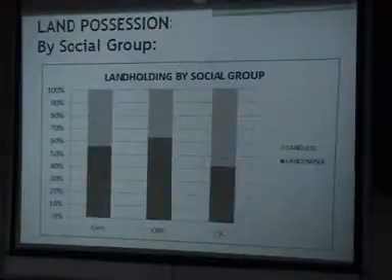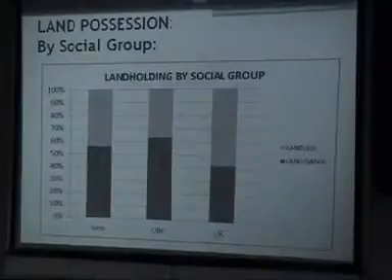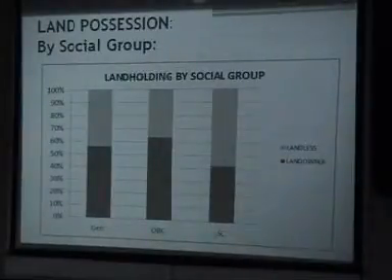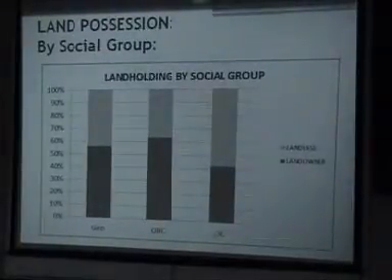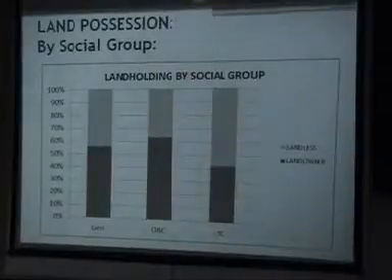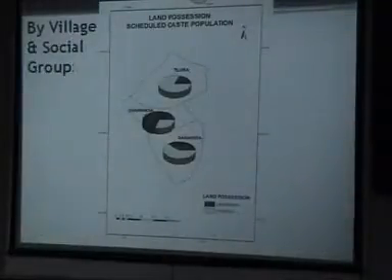Next. This is land possession. That is what is the scenario of people holding lands. Land possession varies markedly across social groups. While the OBC have the highest share of landowners, the scheduled castes have the lowest share. Next. The SC population are backward in all the three villages in terms of land holdings in comparison with the other castes. Tilora has the highest disparity from all the three villages.